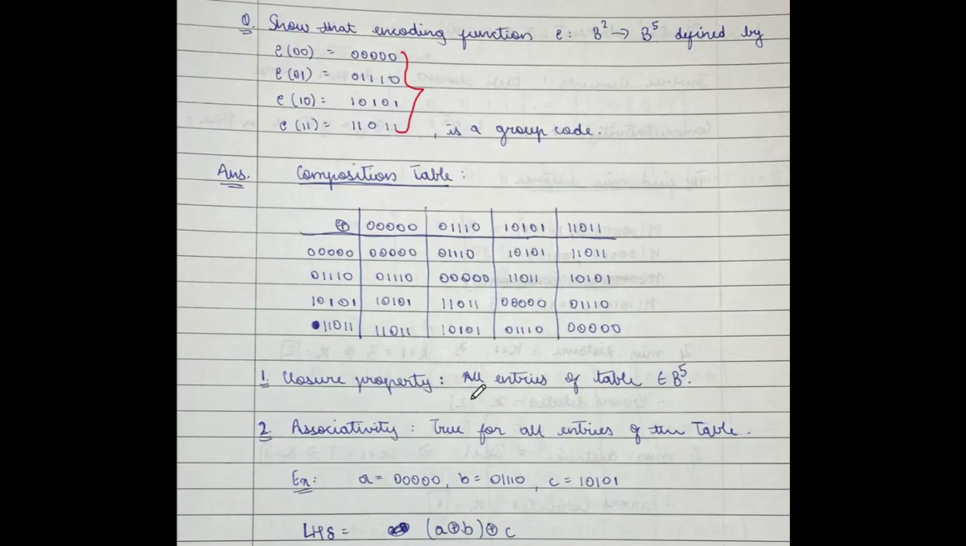So for closure property, we can see that all the final answers are the same as the inputted values. So supposedly if we take this as A and this as B, then this is our answer. So this already does belong to B raised to 5. So for all A, B belonging to B raised to 5, A star B also belongs to B raised to 5. Therefore, this property has been proved.